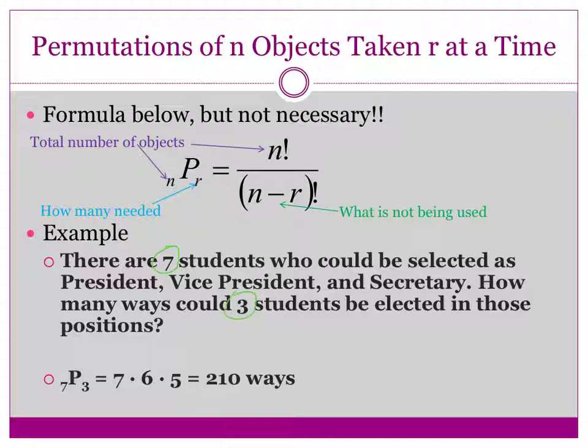In class, we dealt with decision charts, where you've got 7 people we can select from to be president. Once that person is selected, there's only 6 left over to select from, and then 5. The formula allows us to take 7 factorial and divide that by 4 factorial. Because again, those are the number of students that we are not using.